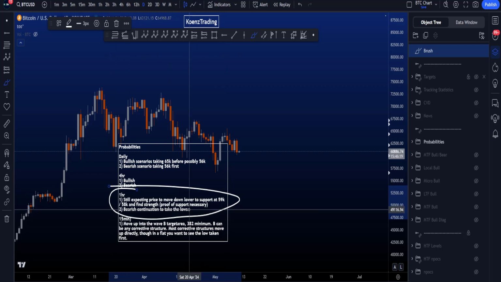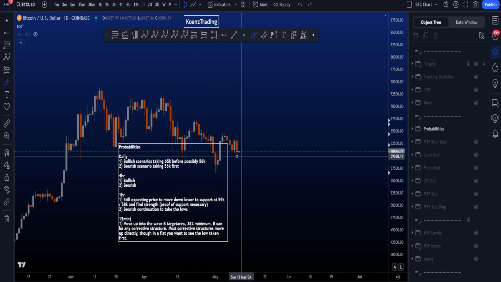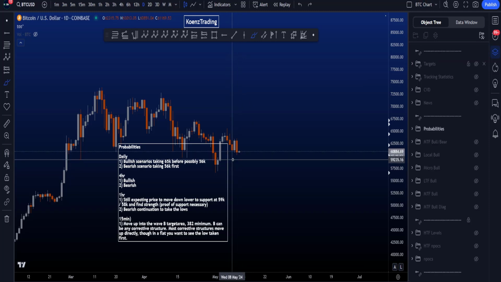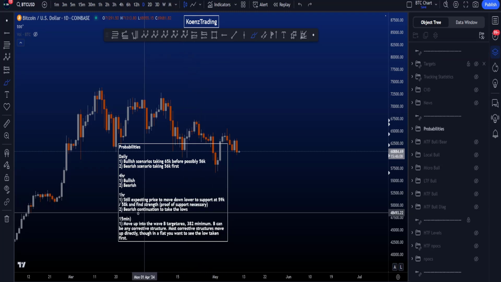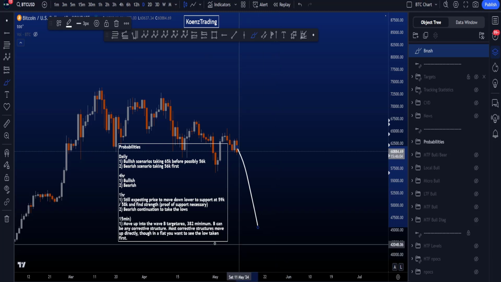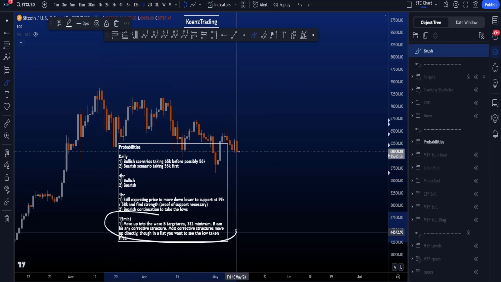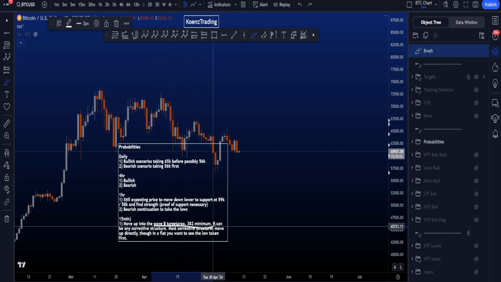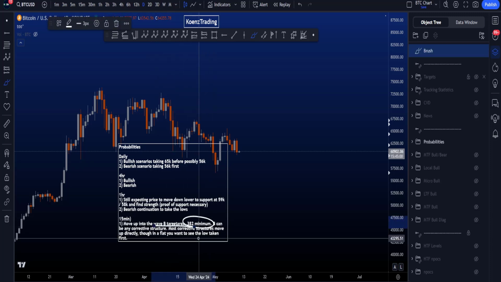On the 1-hour time frame, we are still expecting price to move down over here to lower prices to support at 59, 58k, and then look for strength in these areas, look for proof of support. And on number 2, lower probability is the bearish scenario, meaning continuation to the downside. And on the 15-minute time frame, we are looking for price to move to the upside inside the wave B target area, where we want to see at least the 382 hit.